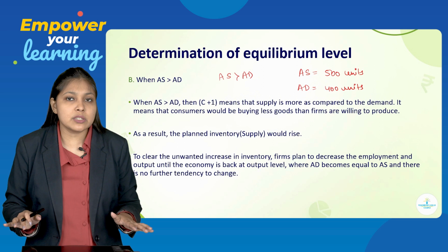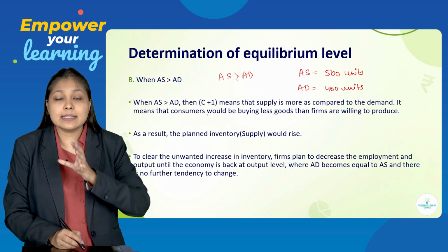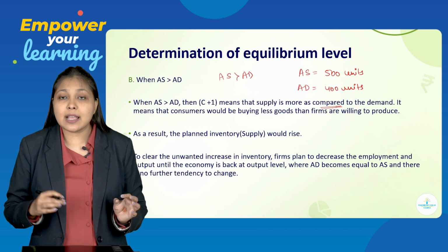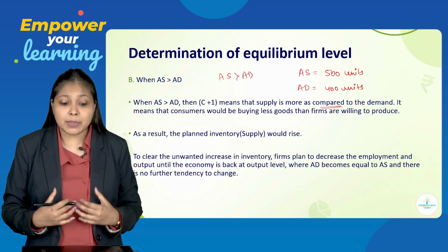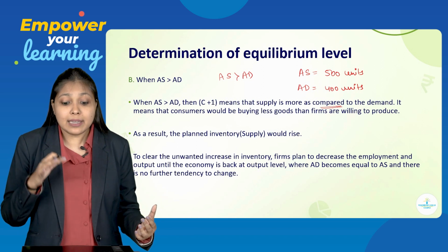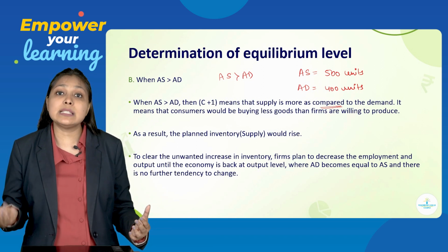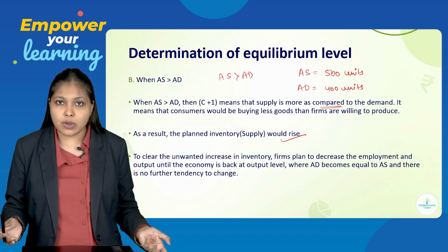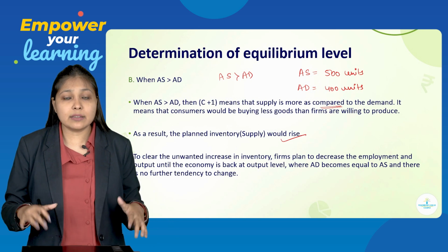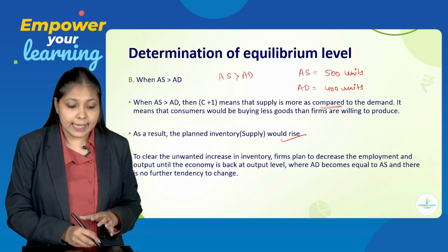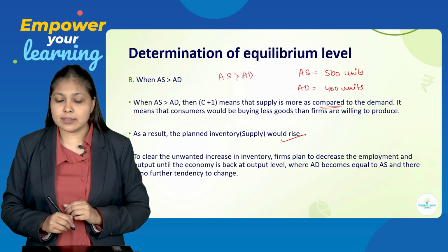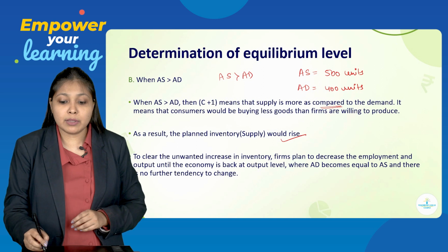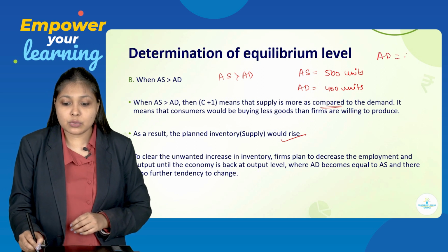Again, we don't want this situation in the economy. So when AS is more than AD, it means that supply is more as compared to the demand. And this will mean that consumers are buying fewer goods than firms are willing to sell or produce. As a result, supply would rise, stock will increase, inventory will increase. So now again, what is the solution? What should we do to bring the economy back at equilibrium level where AD is equal to AS?